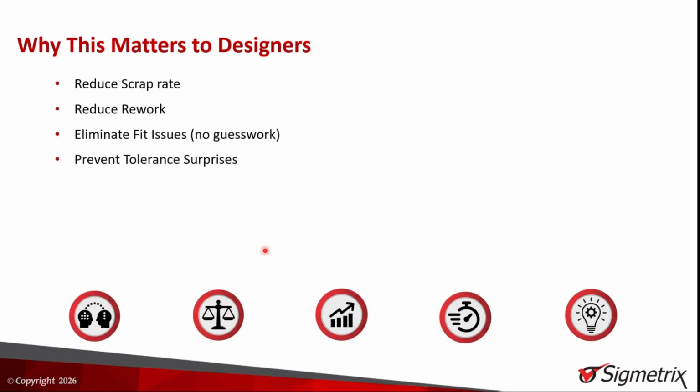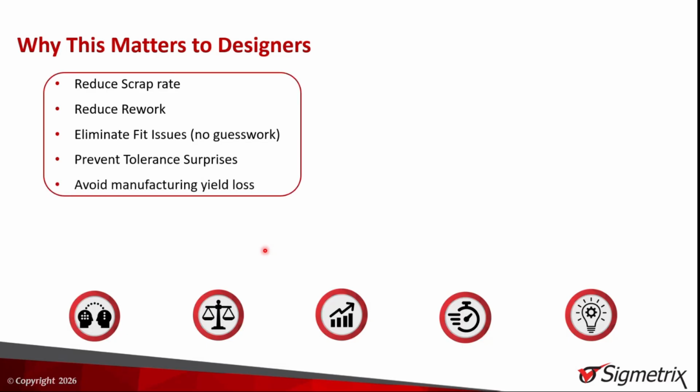And it can prevent the torrent supplies and also avoid the manufacturing yield loss. So to summarize in 3 words, we are doing reduce, remove, and avoid the risk.